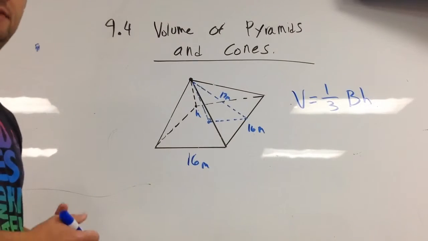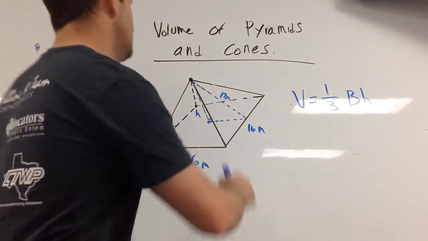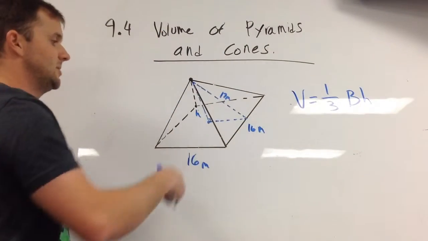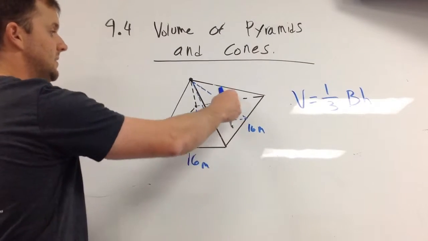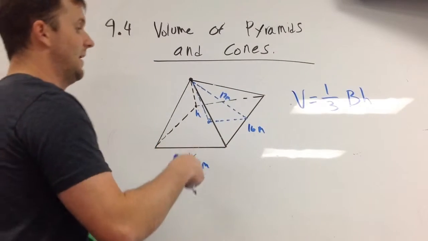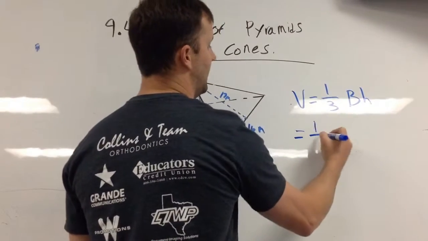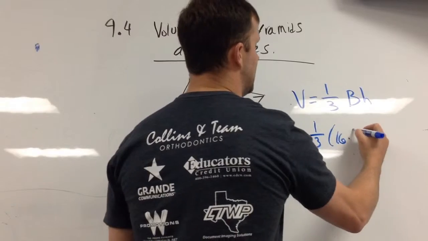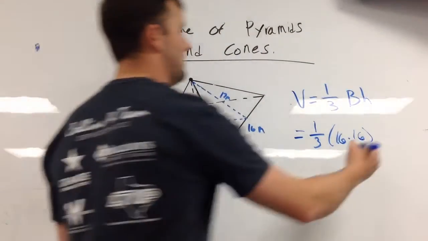So let's go and plug in everything we know here. So I'm going to do 1/3 the area of the base times the height. So right now I know my base shape is going to be a square here. So I know if this is 16, this is 16, 16, 16 all the way around. So to find the base of this, all I have to do is length times width. So I'm going to do 1/3 of 16 times 16, which is going to be length times width. And then I'm going to multiply that by the height.